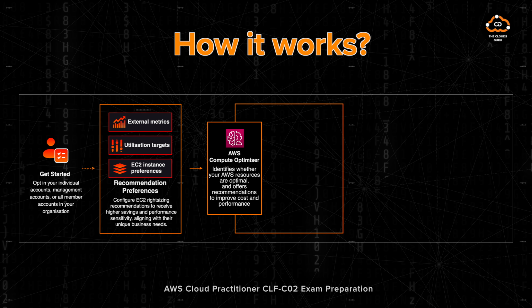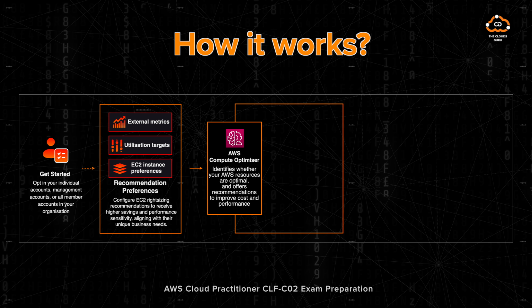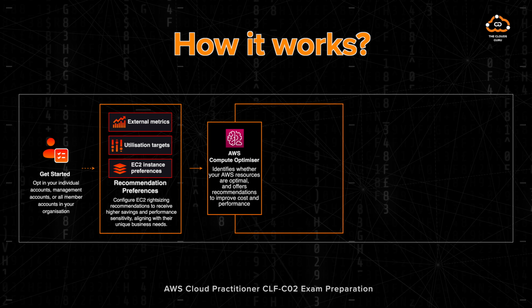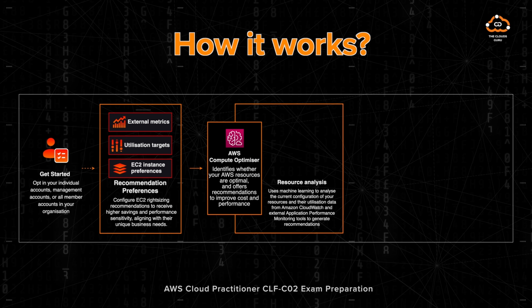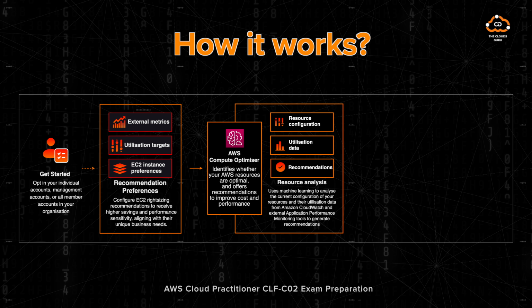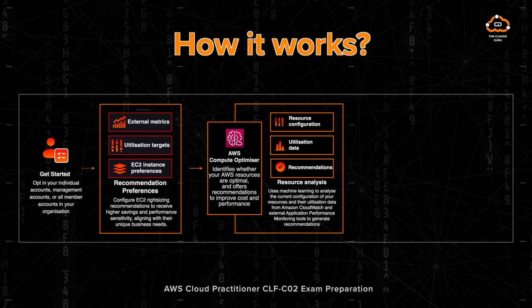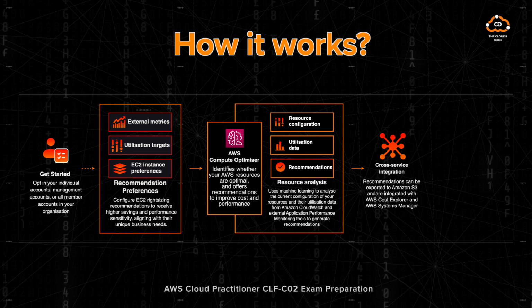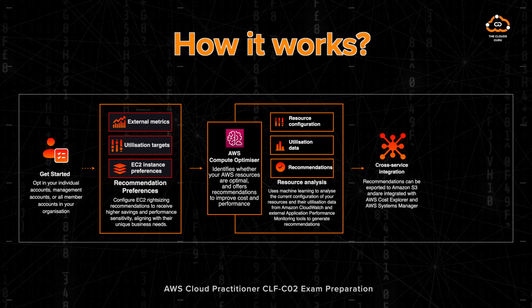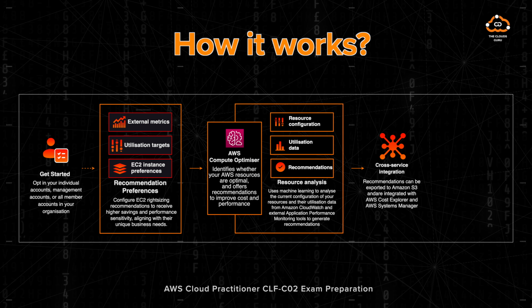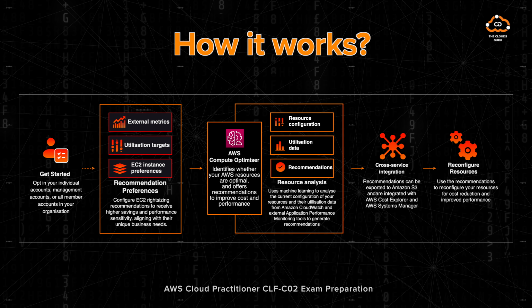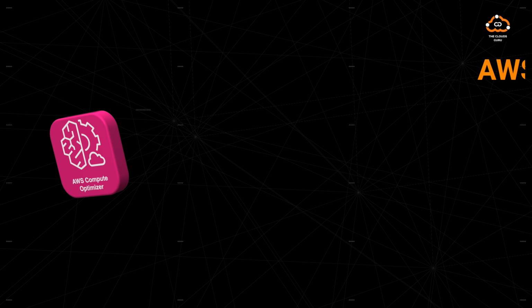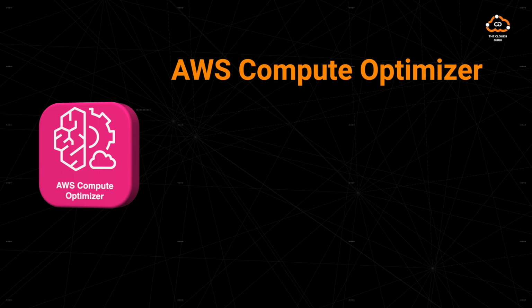AWS Compute Optimizer identifies whether your AWS resources are optimal, and offers recommendations to improve cost and performance. By analyzing resource configuration and utilization data using machine learning, it generates recommendations. These recommendations can be exported, integrated with AWS Cost Explorer and Systems Manager, and used to reconfigure resources for enhanced performance and cost efficiency. Amazon Compute Optimizer is a critical tool for managing AWS resources efficiently.